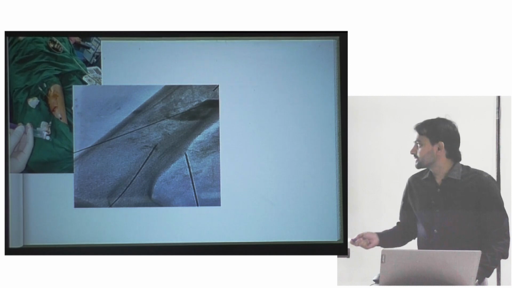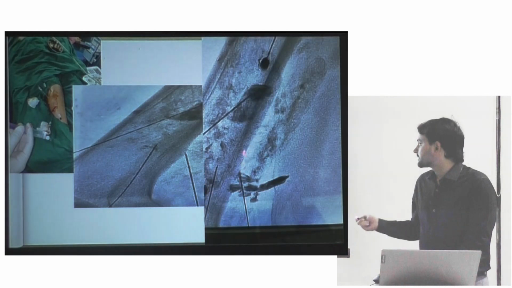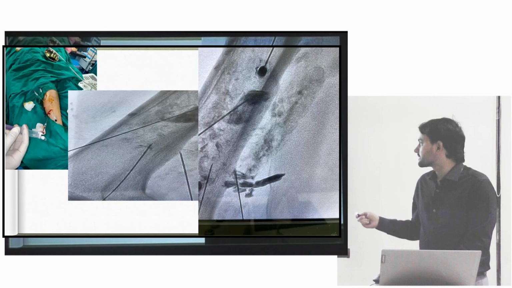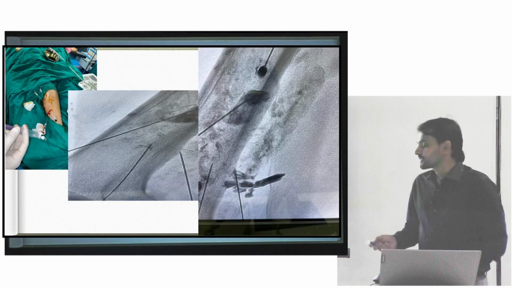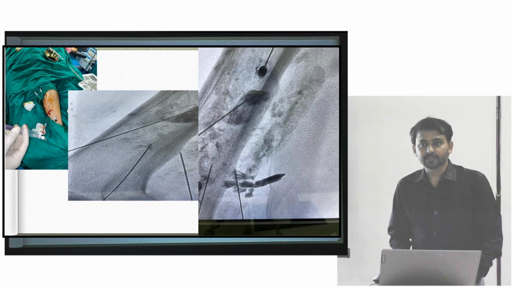And this is a young female, 20 years old, with a slow malformation in the leg. These are the sclerotherapy images, and this is post sclerotherapy, with disappearance of the venous channels, and this patient is also doing well. These procedures are all done under local anesthesia and on a daycare basis only.